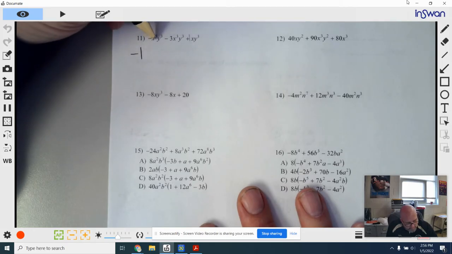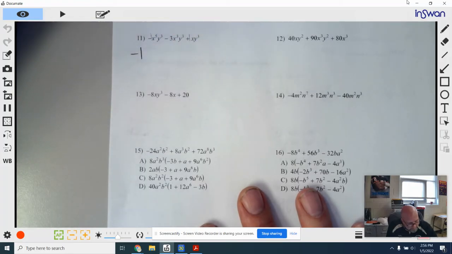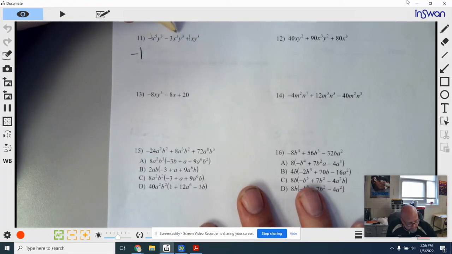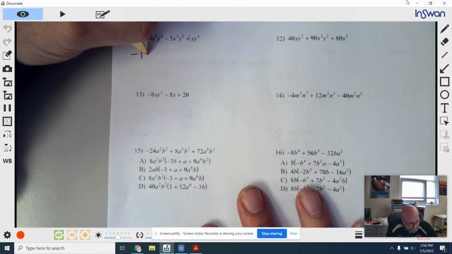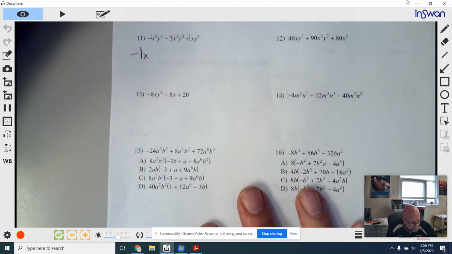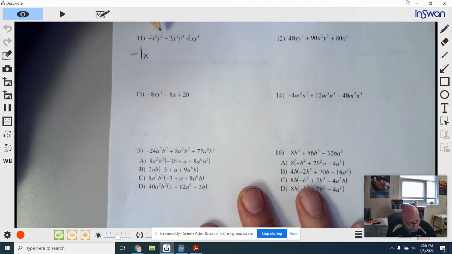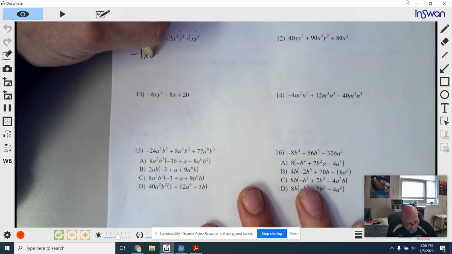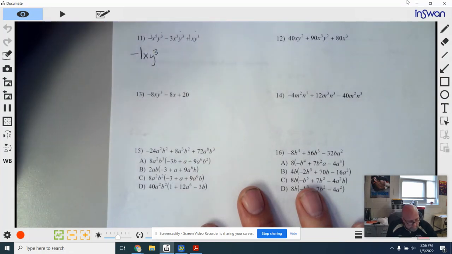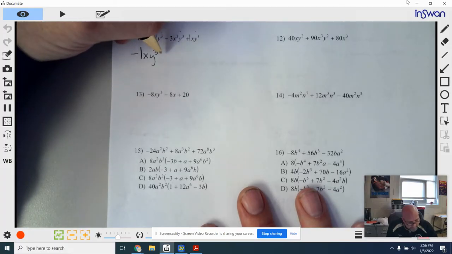Okay, but then I look at my x's and my y's. So together, I'm thinking, all right, well, all these have x's. And I see, well, what's the smallest x we see right here is 1, which means I can only pull out 1x. And then I look at my y's. Okay, what's my smallest y? Well, they're all the same. And they all have 3 of them. So I can pull out y cubed because they all share that.